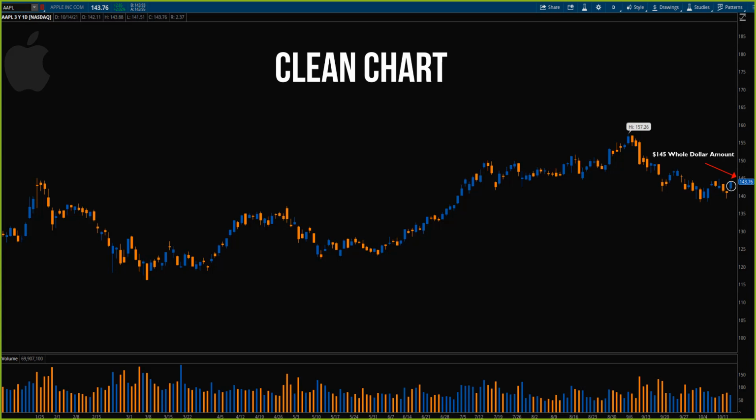Typically you'll see candlesticks as green for bullish, red for bearish, or white for bullish, black for bearish. I have mine on my charts here as blue for bullish, orange for bearish, because that's our colors and we want to be cool, right? So those blue candlesticks are bullish and those orange ones are bearish. Now I have a little note there to say pay attention to that $145 level, that whole dollar amount. So we'll just play it out and start seeing some examples of what this looks like.